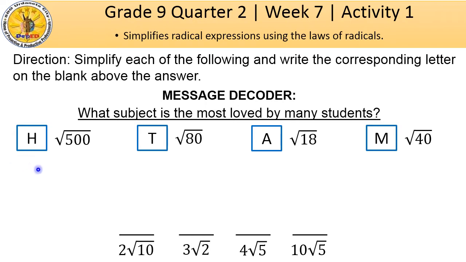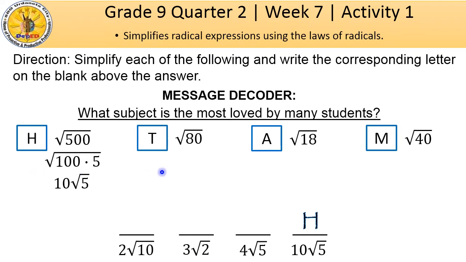Letter H muna tayo. Square root of 500. What are the two factors of 500 that we are going to use? Remember, dapat yung isang factor nun ay the highest perfect square. So, square root of 100 times 5. Then, square root of 100 is equal to 10. And then copy square root of 5. Now, we can put H on one of the answers below.